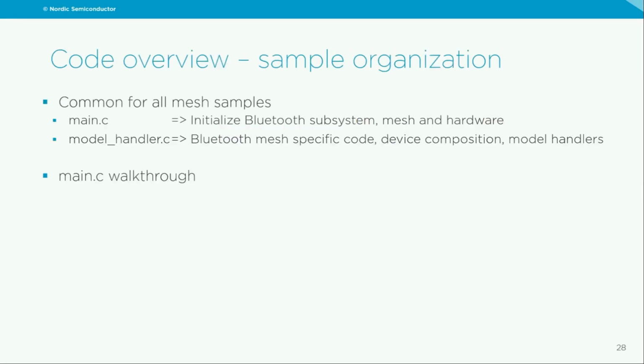Let's look at the code organization of mesh samples. This is common for all of them. The mesh samples mainly have 2 modules. The first one is main.c, which initializes the Bluetooth subsystem, mesh, and hardware. And the second one is model_handler.c, that contains Bluetooth mesh specific code, device composition, and model handlers. Some of the samples may have additional modules required for sample specific functionality. Let's jump into the light switch sample.